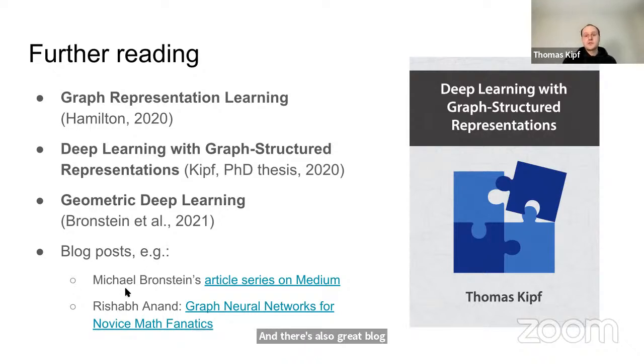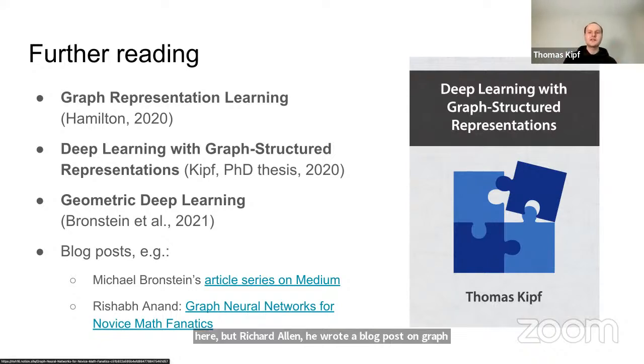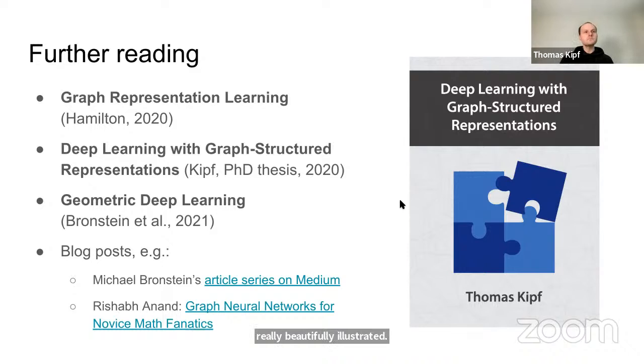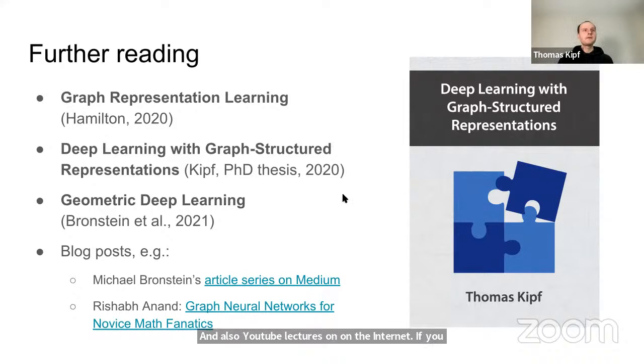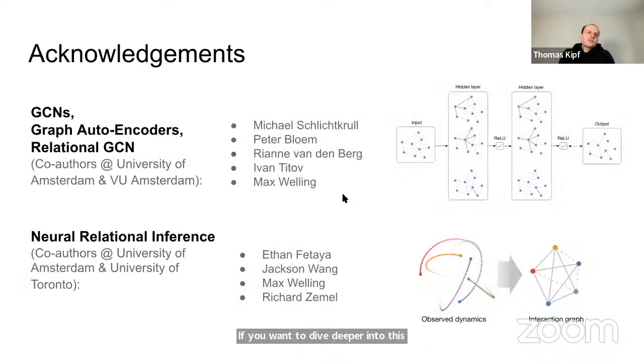And there's also great blog posts that you can use to learn about graph neural networks more. For example, Michael Bronstein, who's also the first author of this book, has an article series on Medium. You can just also find it by searching for it on the internet. This is one really nice article I want to highlight here by Rishabh Anand. He wrote a blog post on graph neural networks for novice math fanatics, which I think is really beautifully illustrated, gives a lot of great introductory material. So these are great starting points. There's, of course, a lot more material and also YouTube lectures on the internet if you want to dive deeper into this topic.